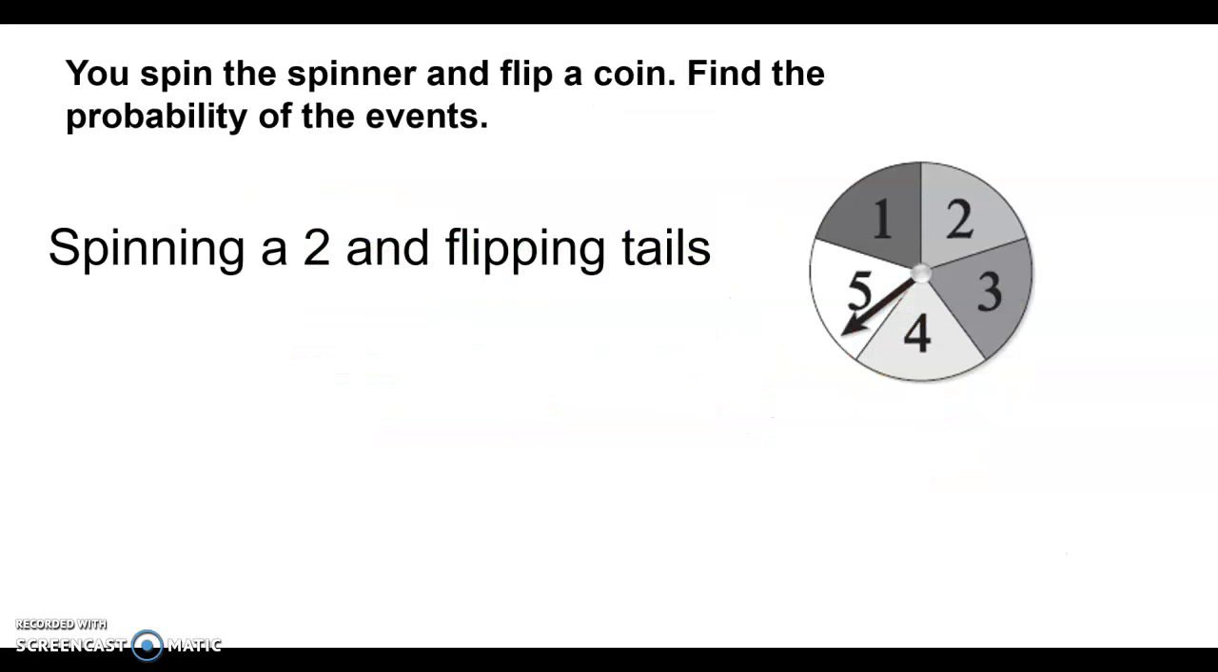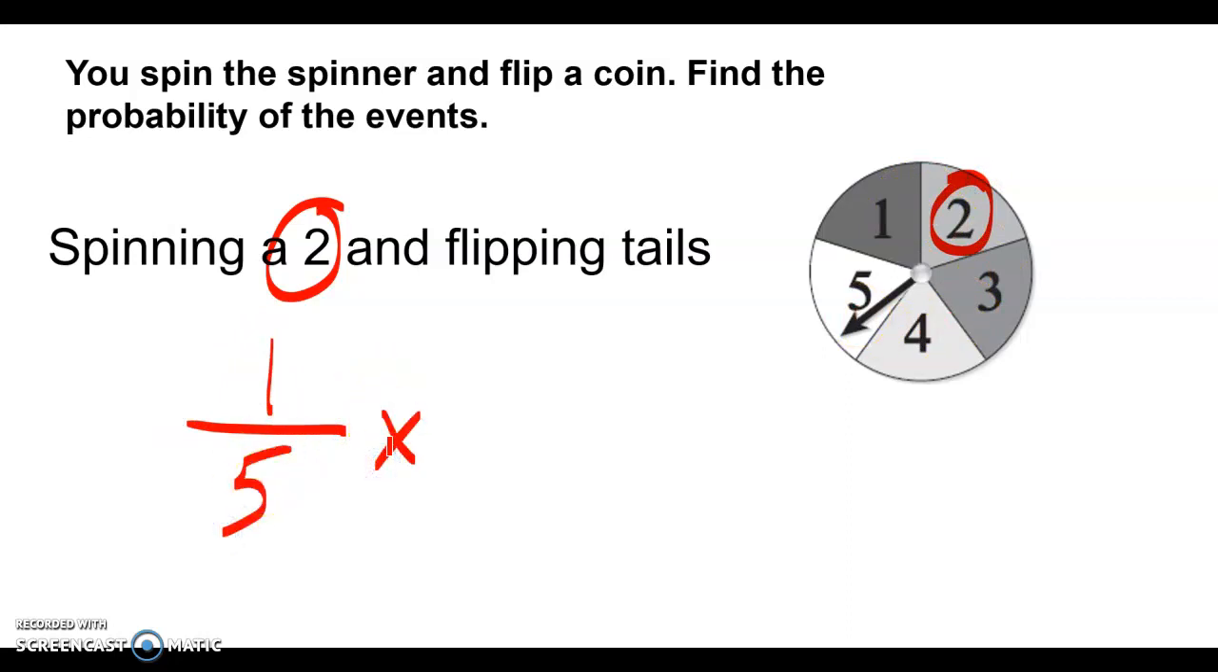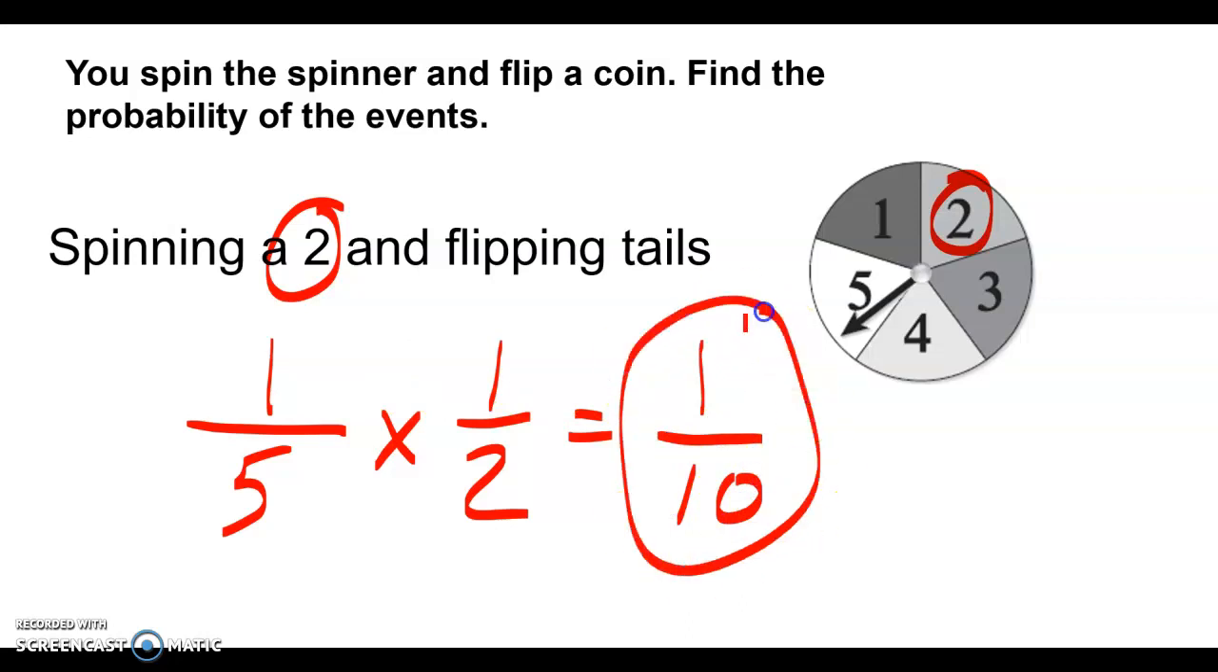You spin a spinner and flip a coin. Find the probability of the 2 events. Spinning a 2. See, there's only 1 2 out of 5 numbers. Always check the spinner to make sure how many possibilities. And then flipping the tails, whenever you're flipping a coin, it's always 1 out of 2. So that would end up giving us 1/10, which is 10%.